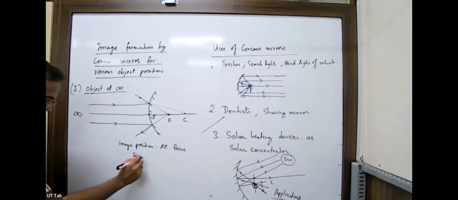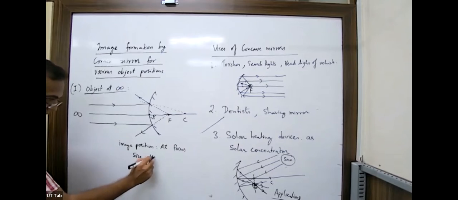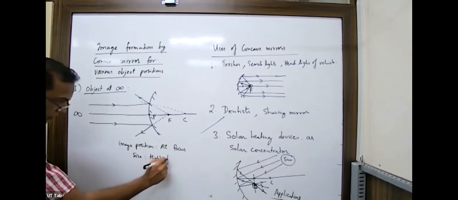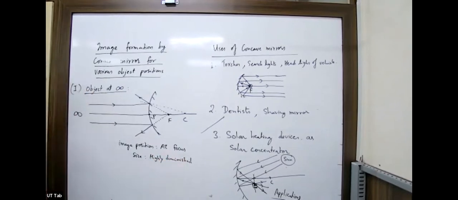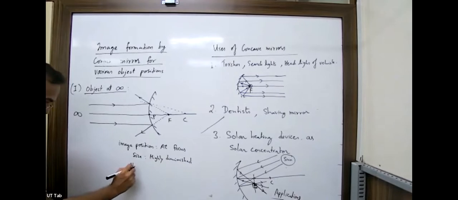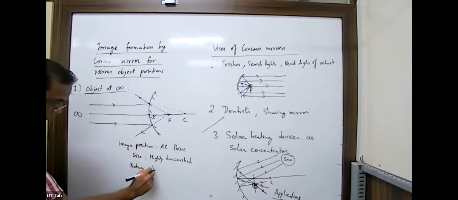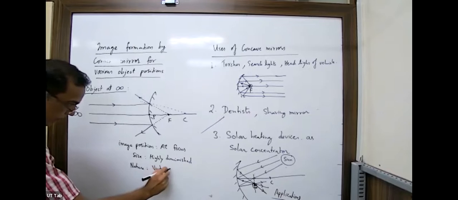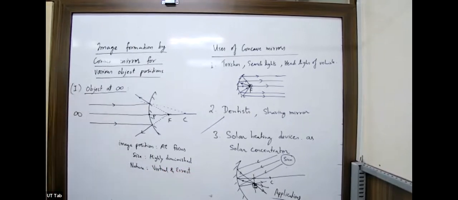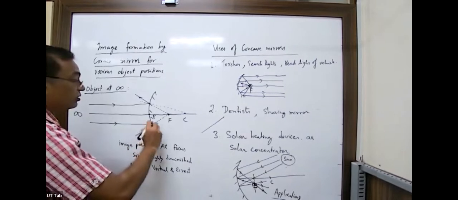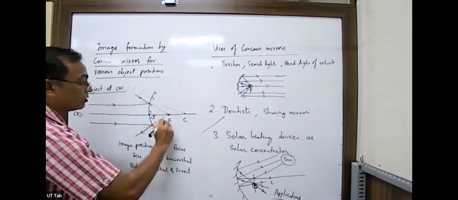Size: highly diminished. Nature: it is virtual and erect. If you want, you can draw this line also, a normal.